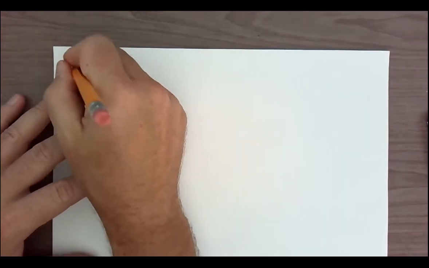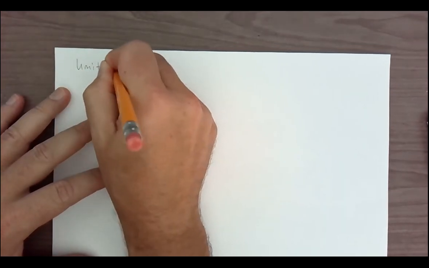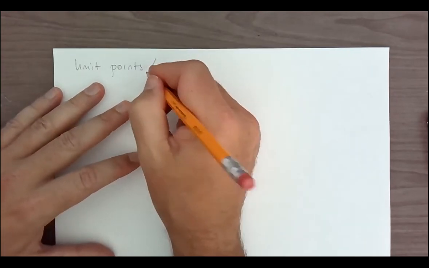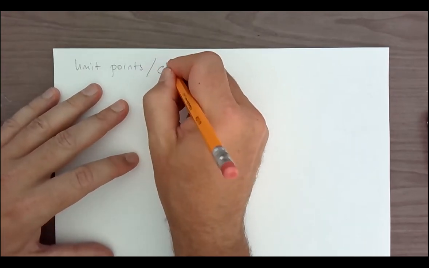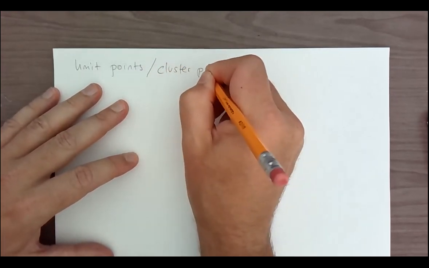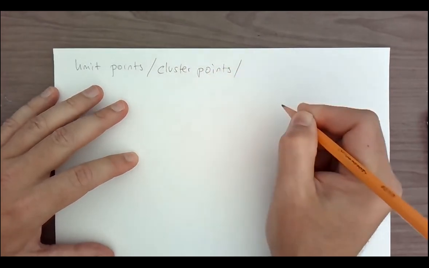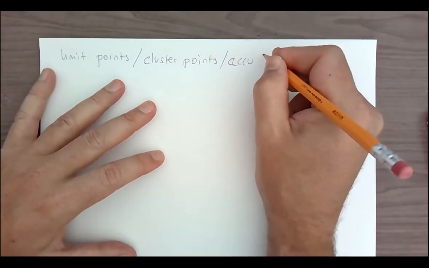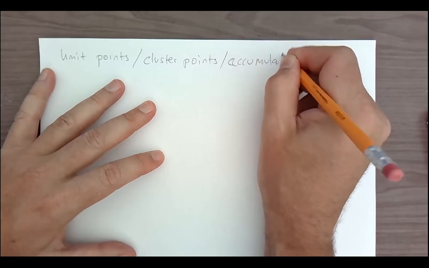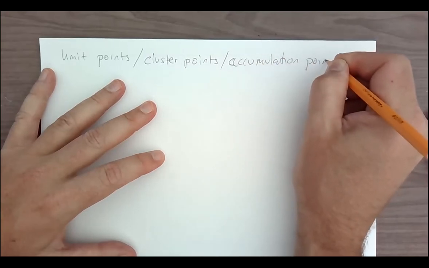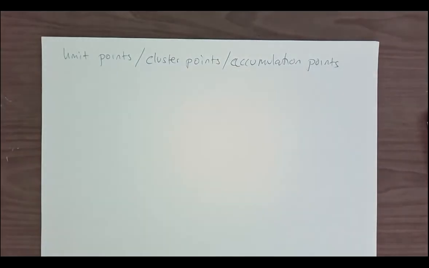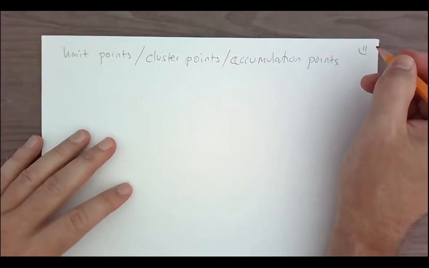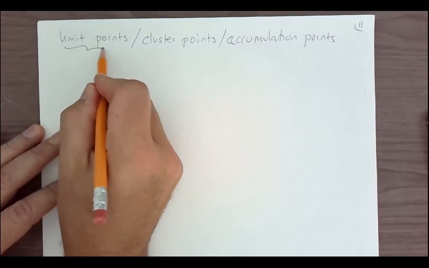So there's something called limit points. This is what our textbook calls it. When I went to school, it was not called limit points. It was called cluster points. And there are still some people that call it accumulation points. They all mean the same, just different words for the same thing. This is what our textbook calls it.